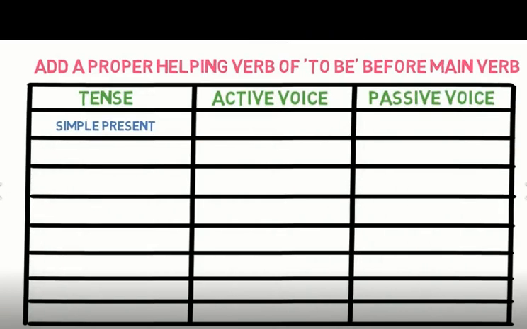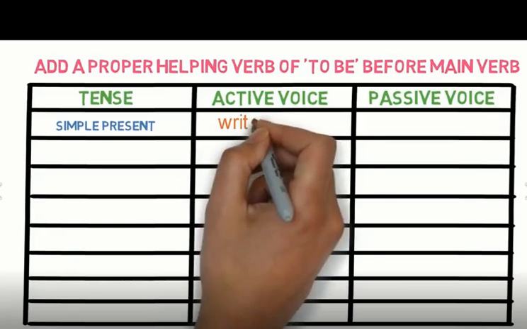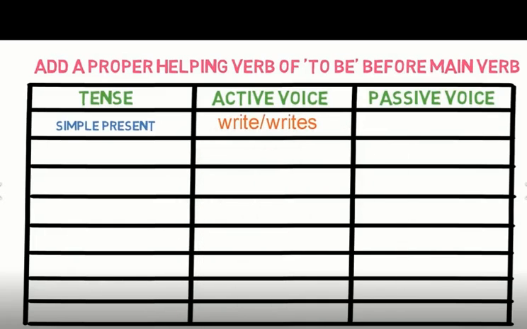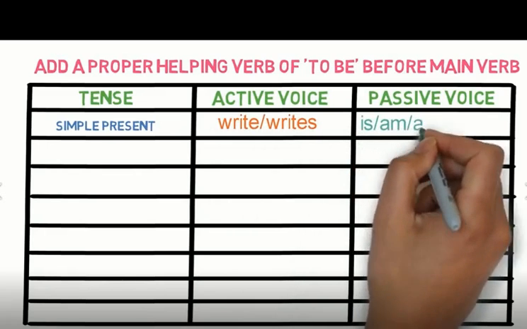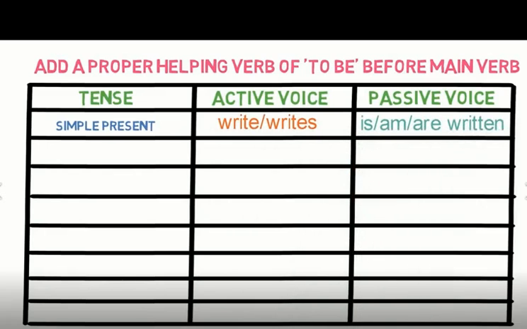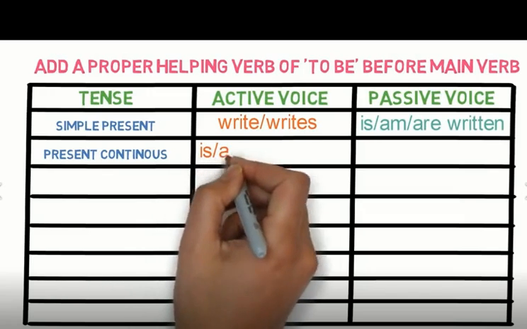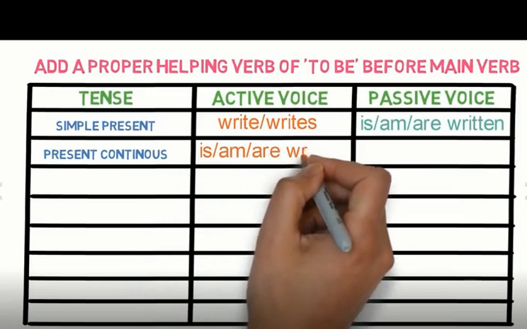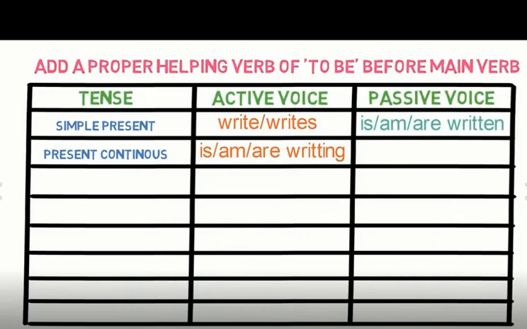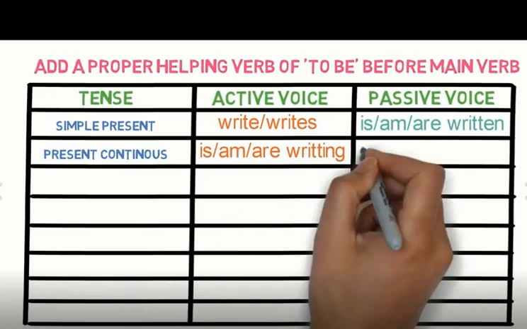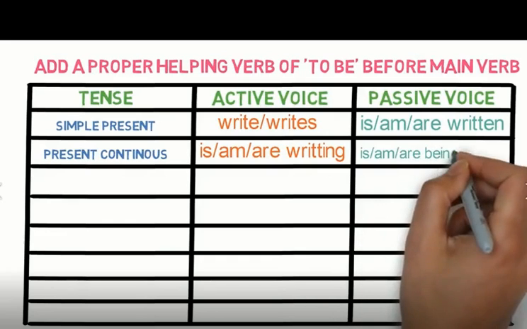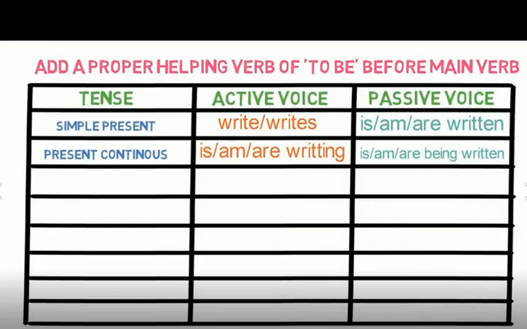So, in simple present tense, in active voice, write or writes. In passive voice, is or am or are written. So, according to the singular subject or plural subject, we have to use the helping verb along with the main verb, okay? In present continuous tense, in active voice, is or am or are writing. In passive voice, is or am or are being written.